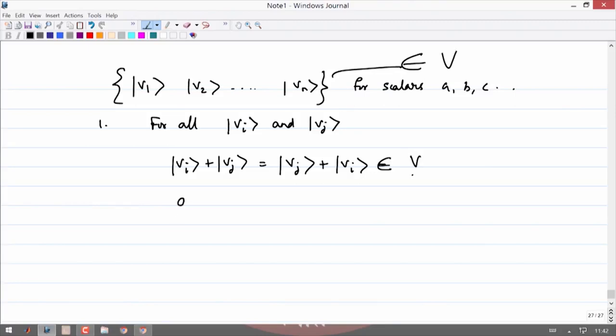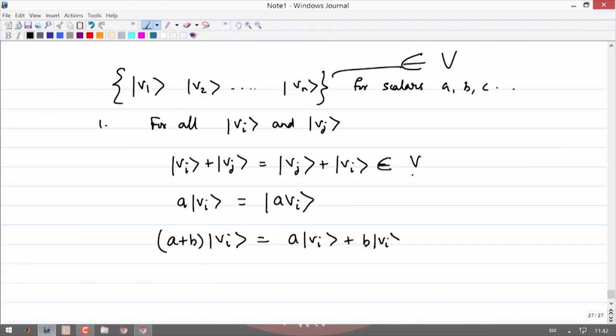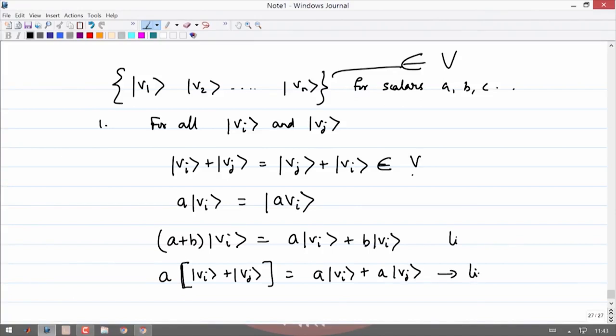Secondly, any scalar a multiplying the vector vi is also written as the new scaled vector a vi. The sum of two numbers a plus b times vi can also be distributed as a vi plus b vi. Linear: a on two vectors vi plus vj is also a on vi plus a on vj. This is the linearity.